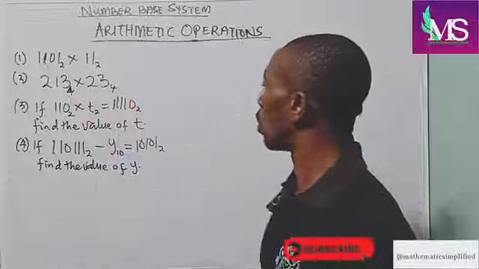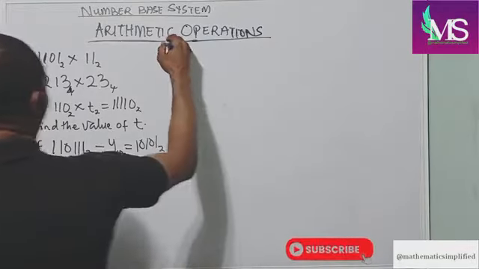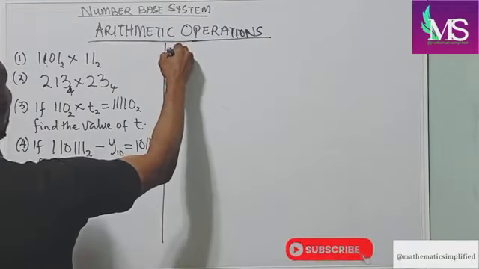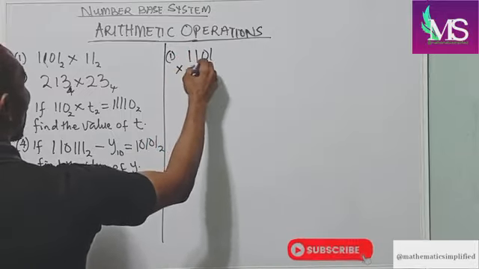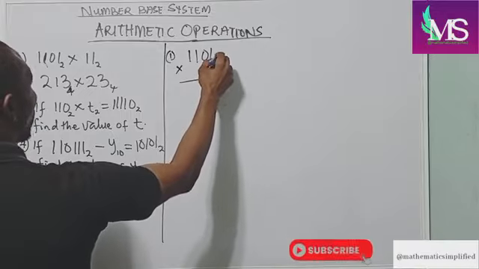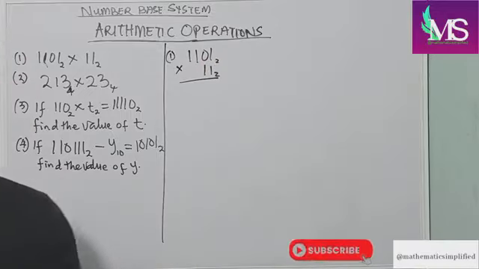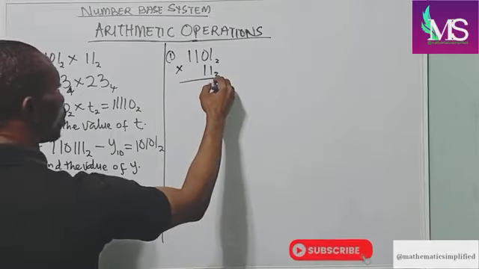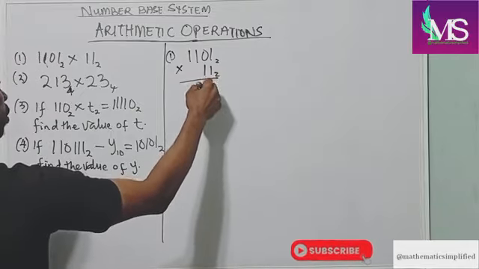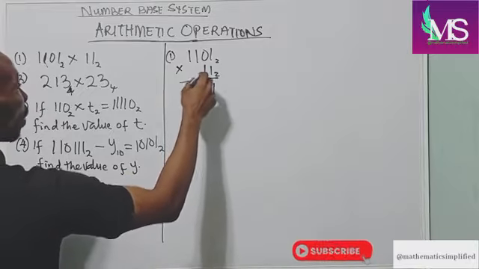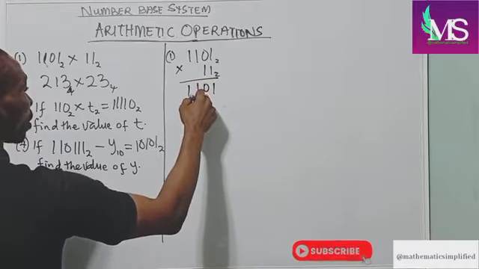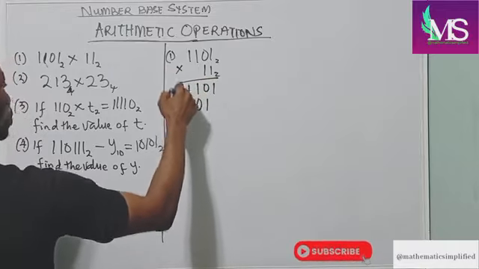And alright, in doing that, let's go one at a time. In doing that, we have 1101 times 11 all in base 2. Alright, 1 times 1 is 1. 1 times 0 is 0. 1 times 1, 1. 1 times 1, 1. Alright, 1 times 1, 1. 1 times 0 is 0. 1 times 1, 1. 1 times 1, 1.